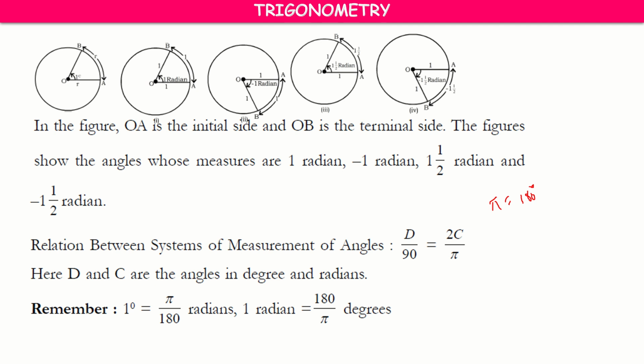Just before, I discussed that pi c is equal to 180 degrees, which means pi radians is equal to 180 degrees. I want 1 degree, so this 180 comes to the denominator: 1 degree is equal to pi c by 180. Here that is what is given: 1 degree is equal to pi by 180 radians. For 1 radian, pi comes to the denominator, so it is 180 by pi degrees.